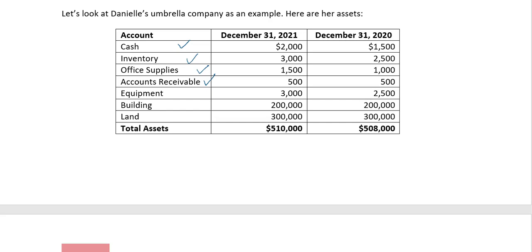Equipment, building, and land, those are PP&E assets. So they're long term. They're not current assets.